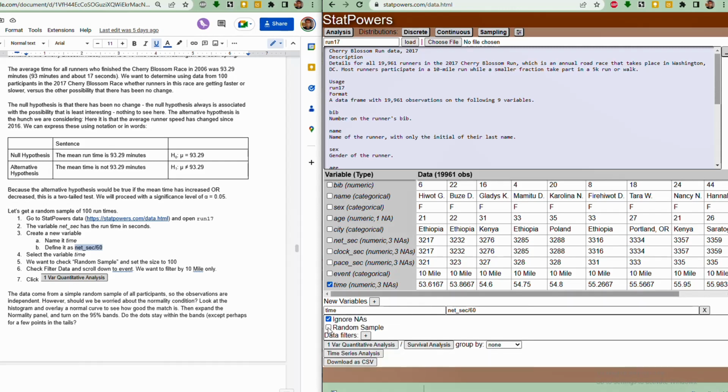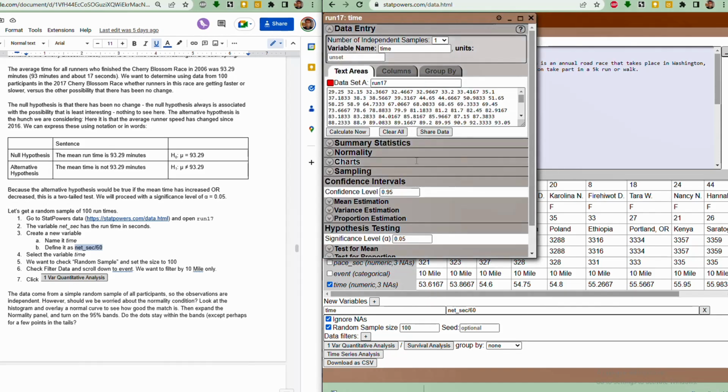But instead of doing the full data set of 19,961 runners, you do a random sample of size 100. You don't need to set the random number seed, but you can. That way you'll have the same sample every time you do the sampling. Anyway, you just have to generate your data, and you can do your t-test from in here.